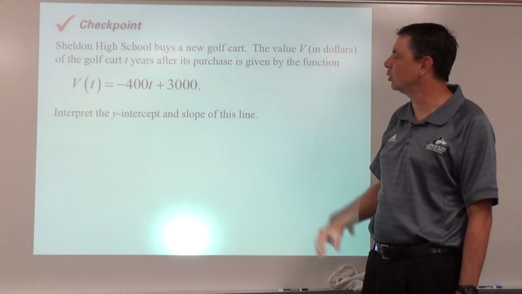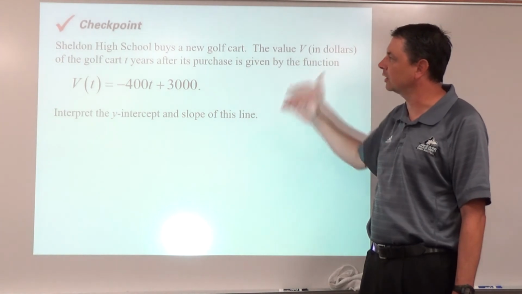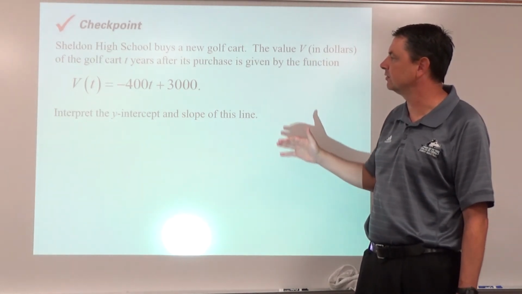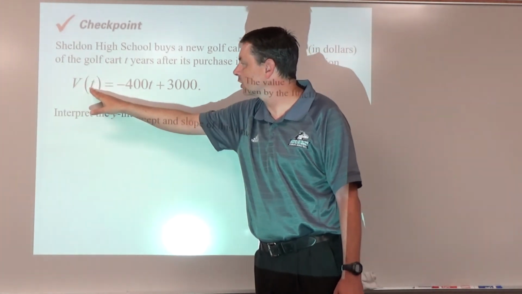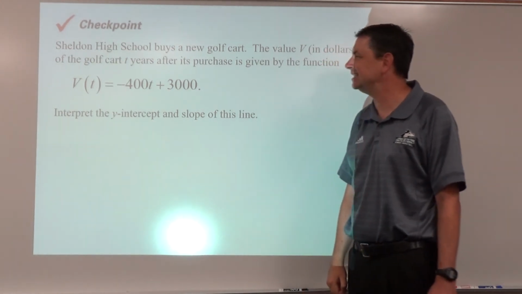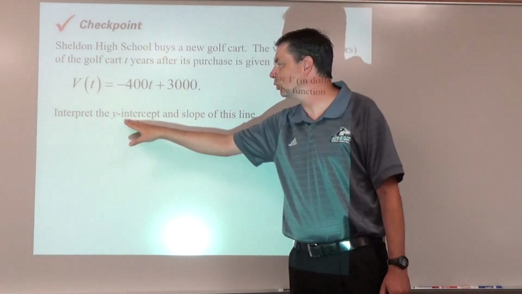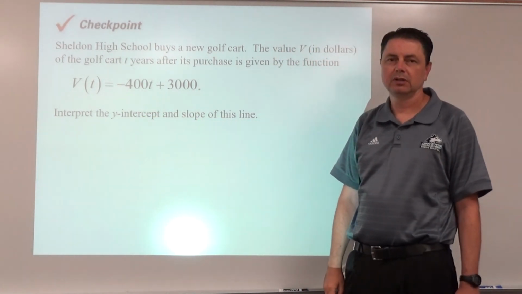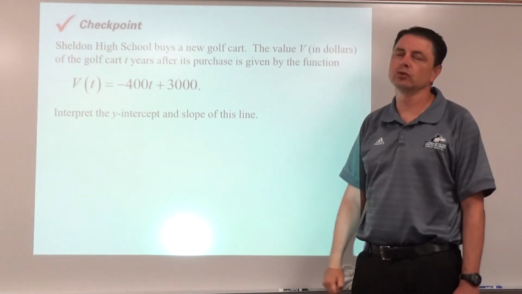All right, so checkpoint, we're given the value in dollars of the golf cart at Chilton High School, t years after purchase, given by the function. The value as a function of time of the golf cart is given by the function negative 400t plus 3,000. What is and what does the y-intercept mean? And the slope. So pause the video here and address the checkpoint.